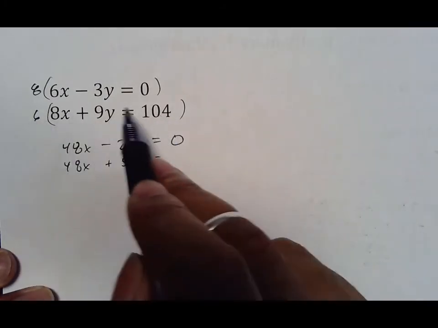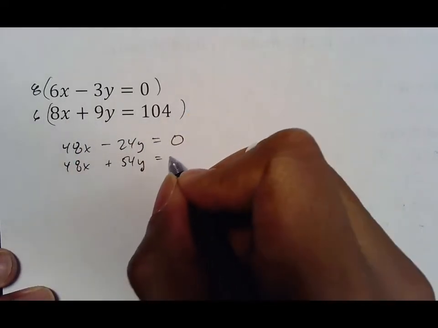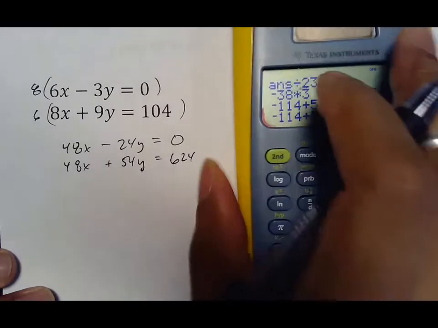I don't need the 0. 6 times 1 is 100. So it's 6 times 100, which is 600 plus 24. So it should be 624. Should be.